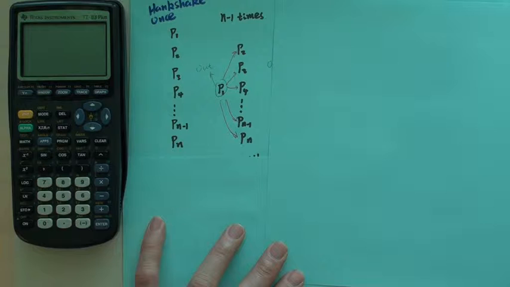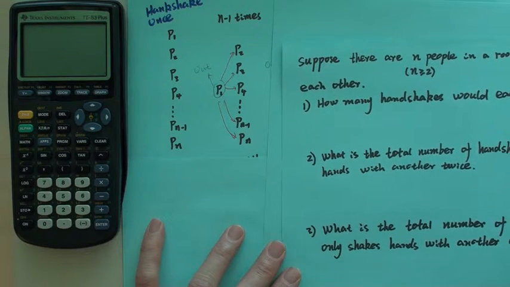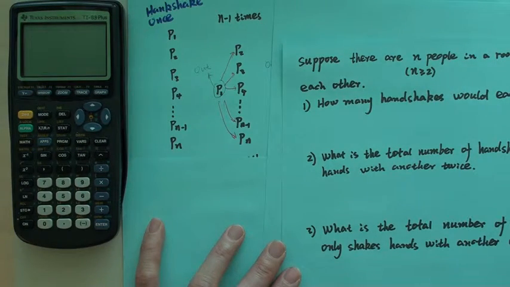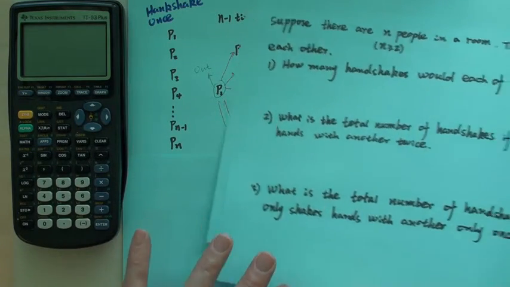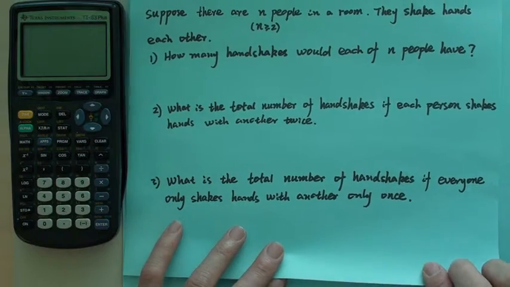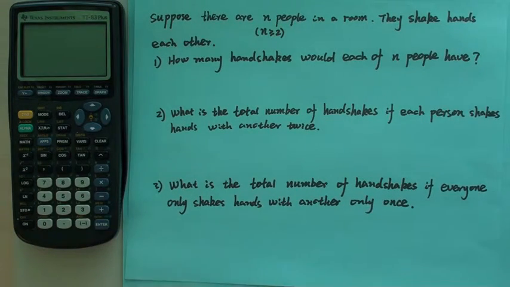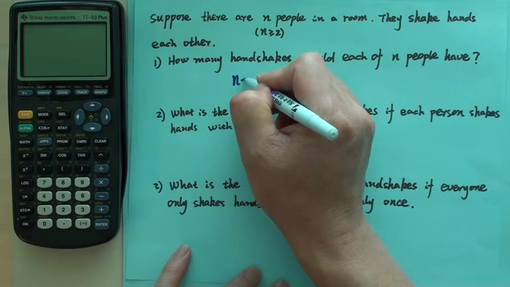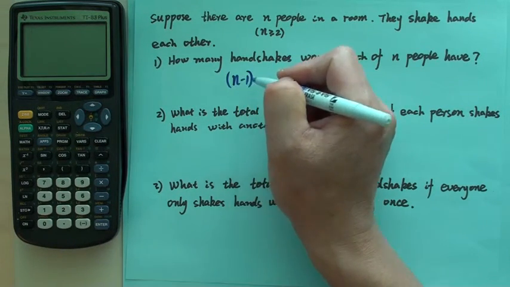So there is no problem for us to give the answer for the first one. The first one, the answer is quite easy. It's just n minus 1. Let me put the answer right here. This is n minus 1. That's an easy answer, huh?